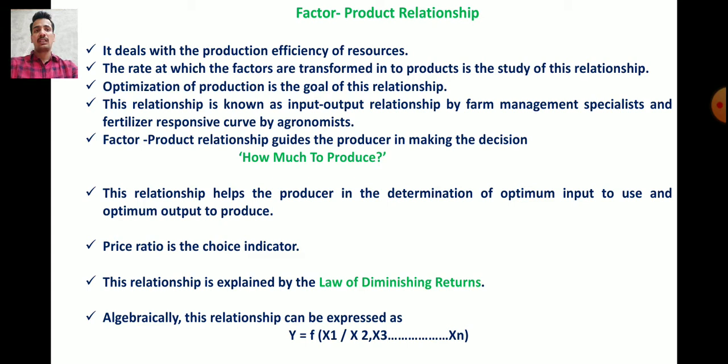This relationship is very well explained by the law of diminishing returns. As we have studied in the second semester course, Fundamentals of Agricultural Economics, where we saw the example of rasgulla, this relationship is explained by the law of diminishing returns, which is applicable in the agriculture field. Algebraically, this relationship is expressed as y = f(x1 | x2, x3, ..., xn).